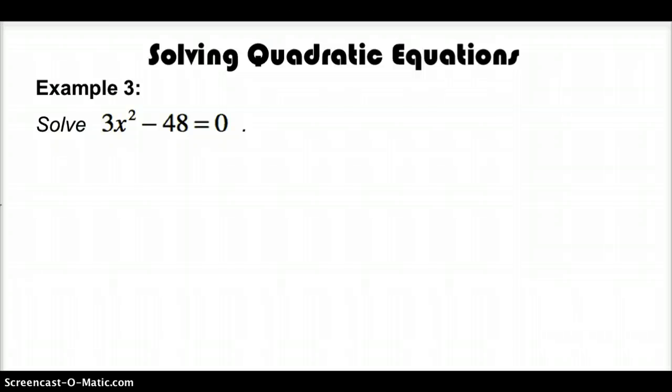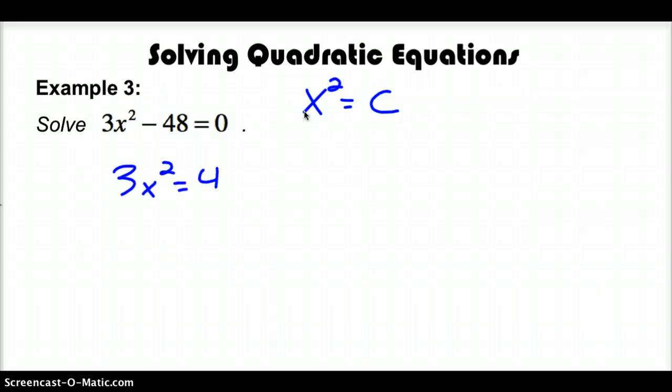The first thing we want to understand here is that when there is no b term, we can solve this by finding square roots. We want this to look like basically x squared equals c, where c is just a constant. So I'm going to add 48 to each side first to get 3x squared equals 48.